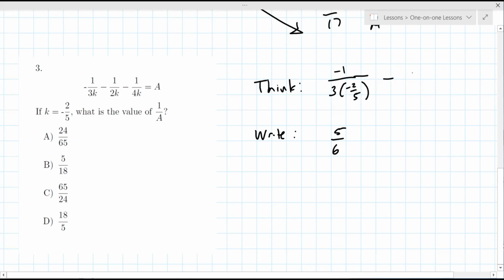So the next one is 1/2 times -2/5. So that's 2 times -2/5. That's -4/5. The negative there makes it positive, so it's +4/5. And then I flip it, so that's 5/4. And then the last one is -1.